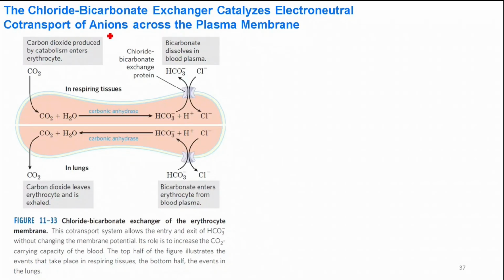So this is another example, the chloride bicarbonate exchanger. And this is the red blood cells. What is happening in the respiring tissues? For example, in our skeletal muscle, in all our respiring tissues, oxygen is converted into carbon dioxide, and carbon dioxide is taken up by the red blood cells. Carbon dioxide, after interacting with the water, makes the bicarbonate ion and the hydrogen ion, and the bicarbonate ions are then released into the blood plasma. They are dissolved in the blood plasma, and through the blood they are moving.